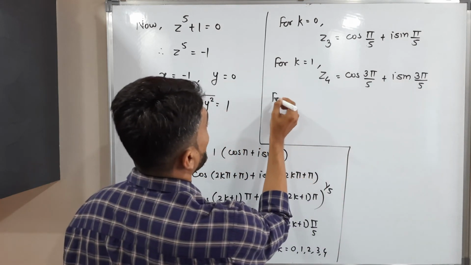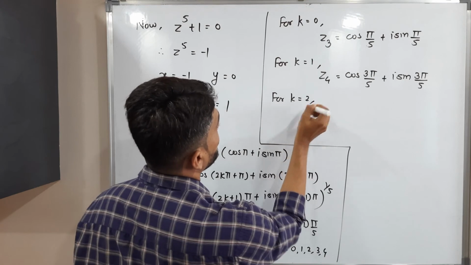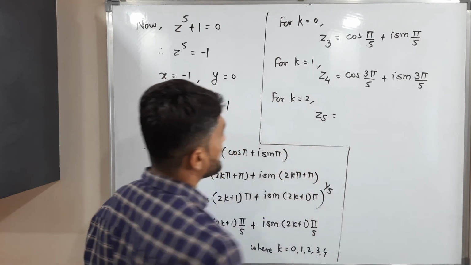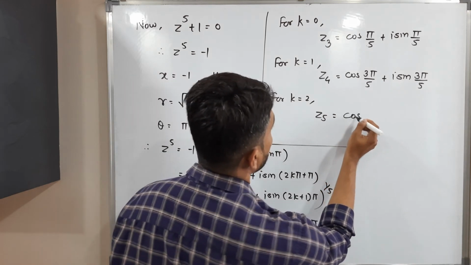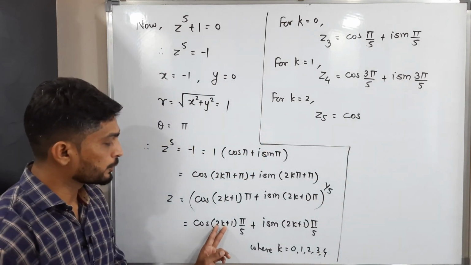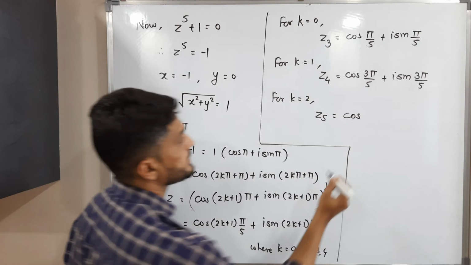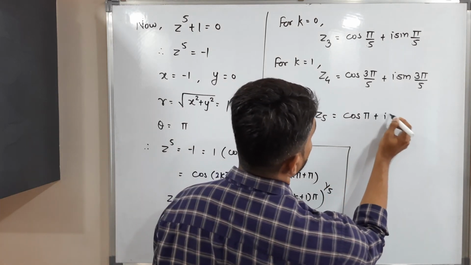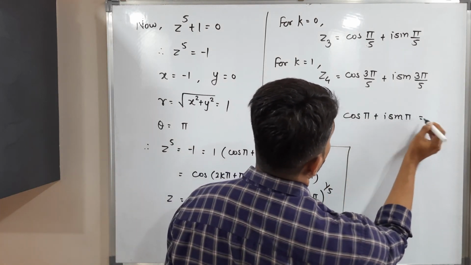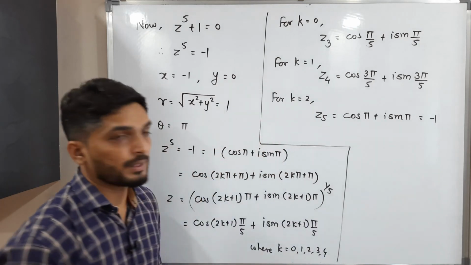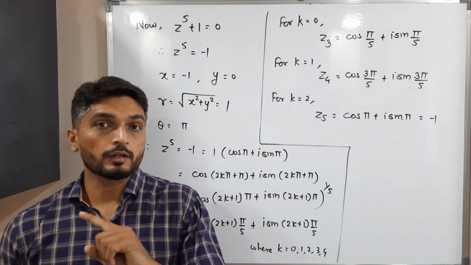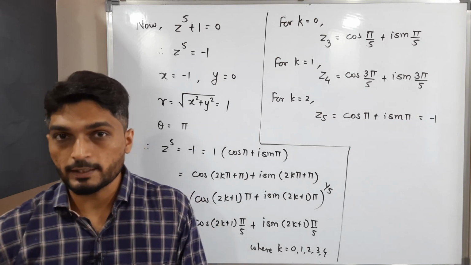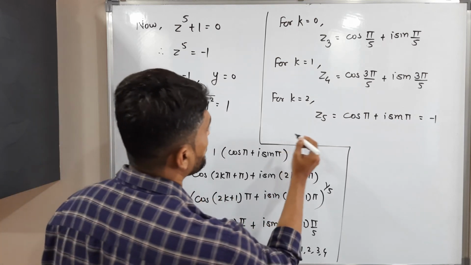For k equal to 2, we will get z5, the fifth root. I am putting k equal to 2, so 2 times 2 plus 1 is 5, and the 5 will get cancelled. So cos pi plus i sin pi. See, cos pi is -1, sin pi is 0. We are getting the same root, -1, which we already had got for the previous equation, z cubed plus 1 is equal to 0. That root is repeating here.